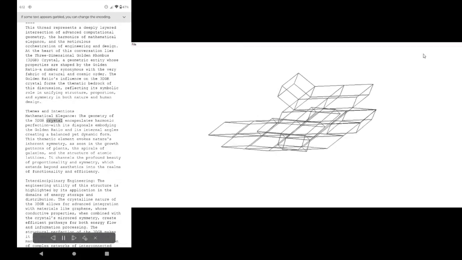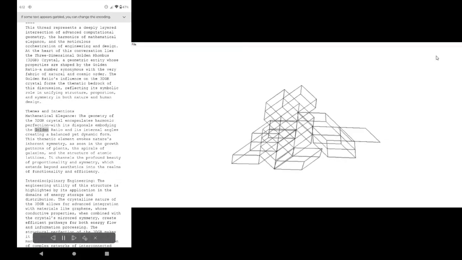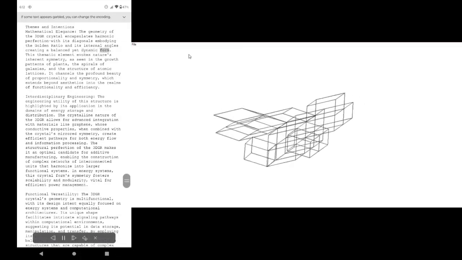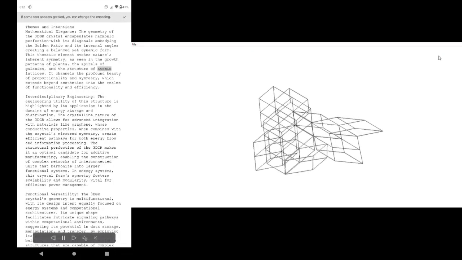Themes and intentions. Mathematical elegance. The geometry of the 3D GR crystal encapsulates harmonic perfection, with its diagonals embodying the golden ratio and its internal angles creating a balanced yet dynamic form. This thematic element evokes nature's inherent symmetry, as seen in the growth patterns of plants, the spirals of galaxies, and the structure of atomic lattices. It channels the profound beauty of proportionality and symmetry, which extends beyond aesthetics into the realms of functionality and efficiency.